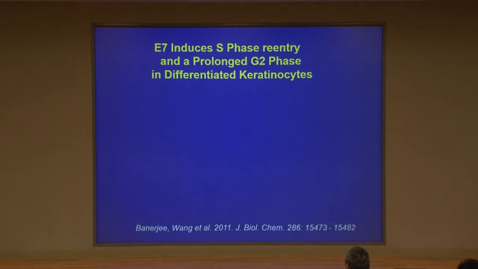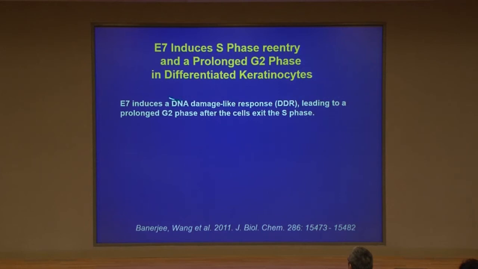We can infect primary keratinocytes and then reproduce the entire life cycle. And what the two students did is a very thorough study of this system. What we found is that not only does E7 induce S phase entry, it also induces a prolonged G2 phase in these differentiated cells. And E7 induced a DNA damage-like response. That is the reason leading to a G2-like phase.